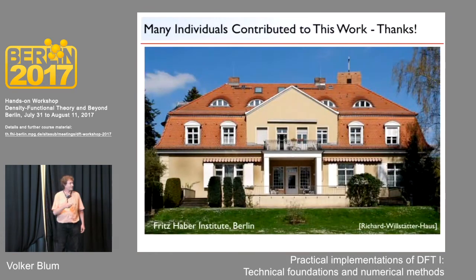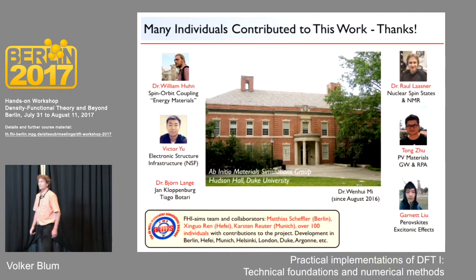So this is where all this started, and this slide doubles as an acknowledgement to the many people here in the room and elsewhere that contributed to this talk. The actual code development in a narrow sense that I'm involved in started here in the villa of Richard Willstätter on the campus of the Fritz Haber Institute in Berlin. This first floor here is part of the theory department. I moved to Duke University in 2013 to this fine hall here, which is Hudson Hall, or the engineering hall on Duke campus.